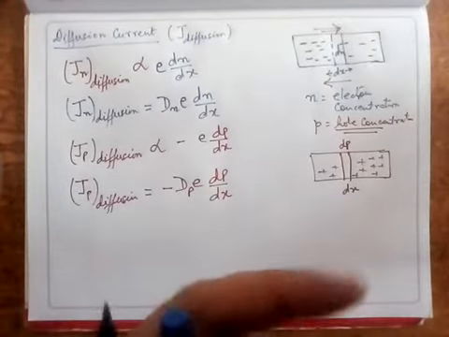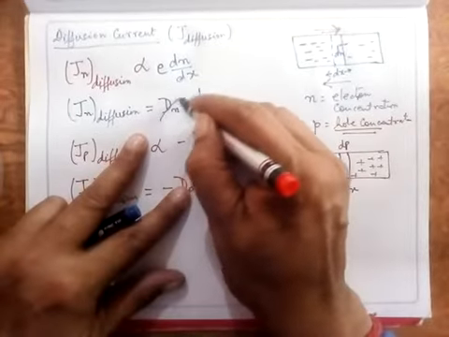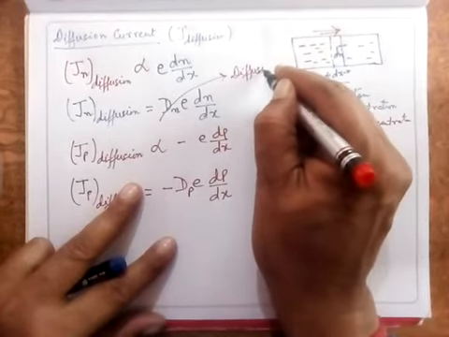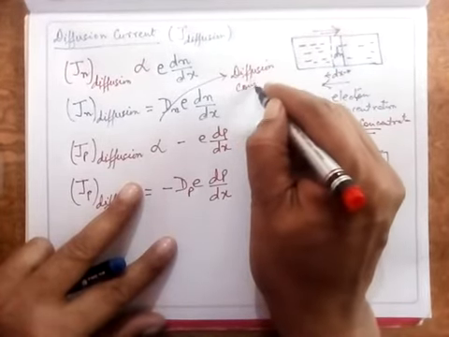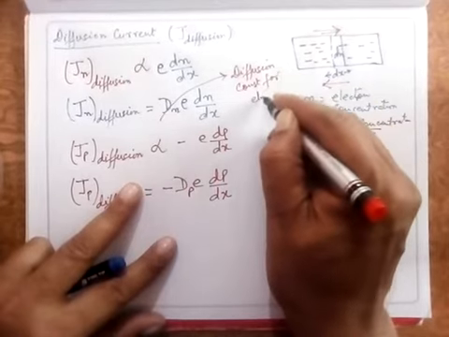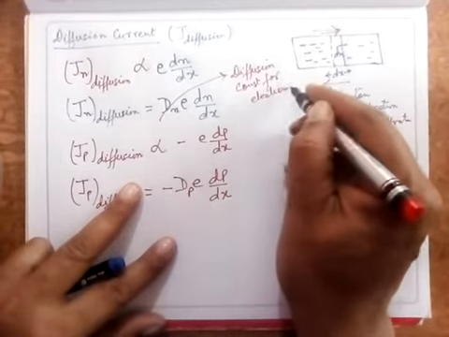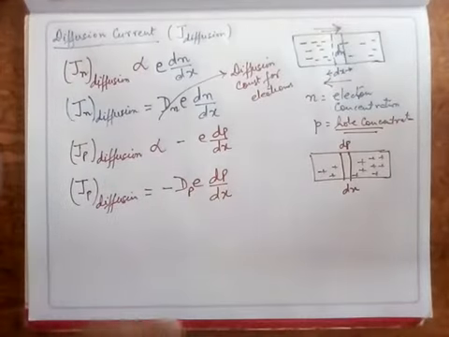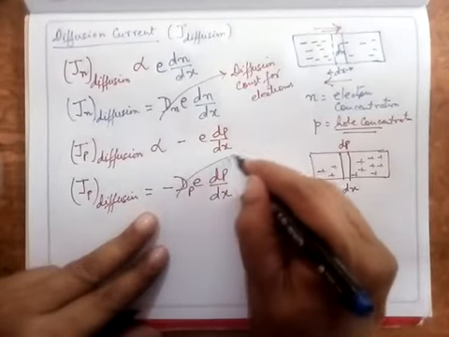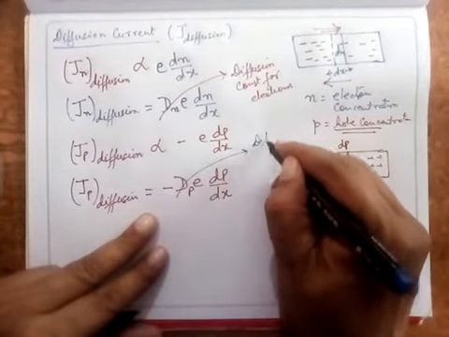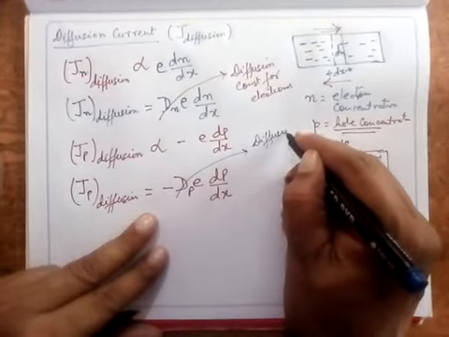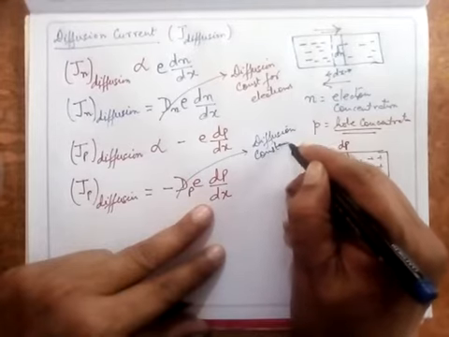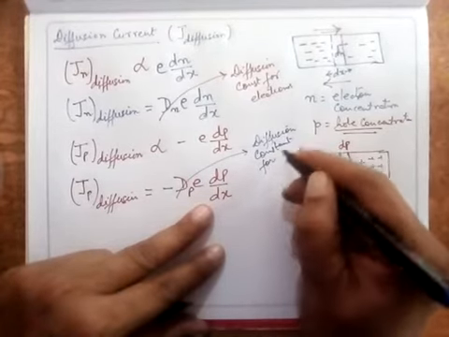where this Dn is called the diffusion constant for electrons. And this Dp, this D in suffix p, is called the diffusion constant for holes.